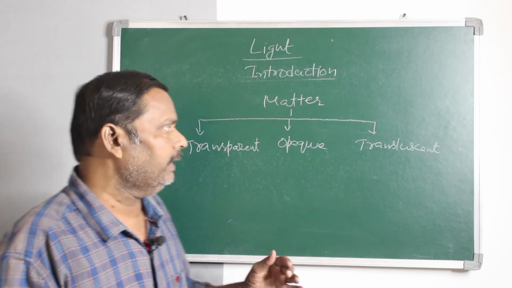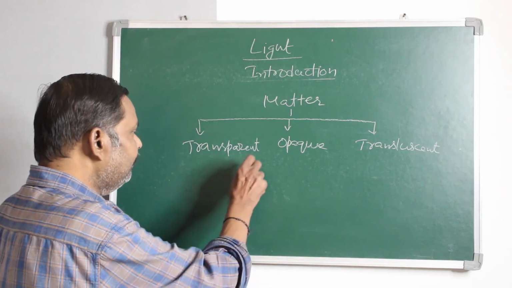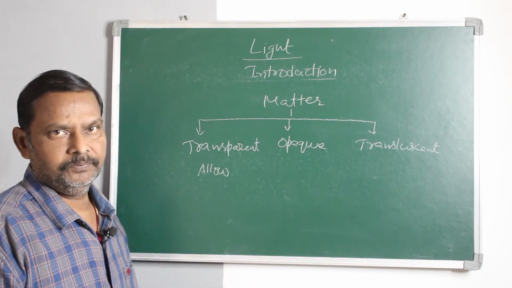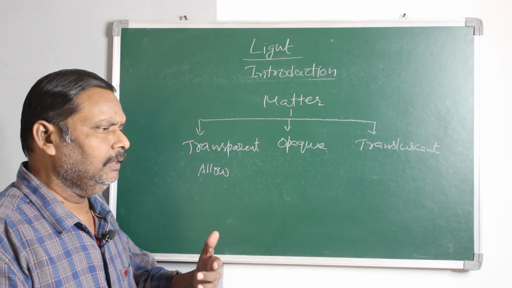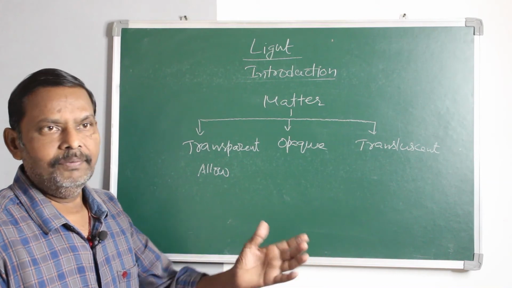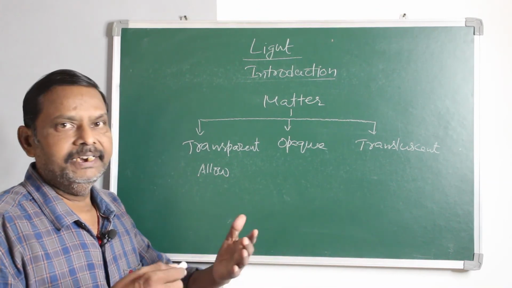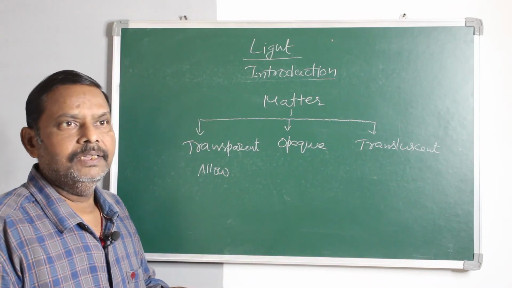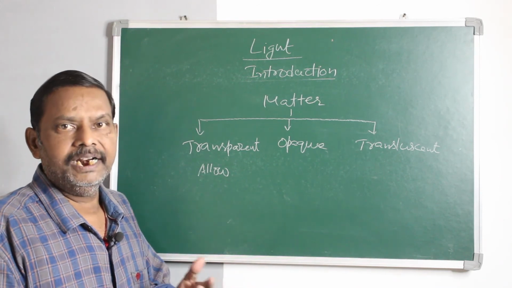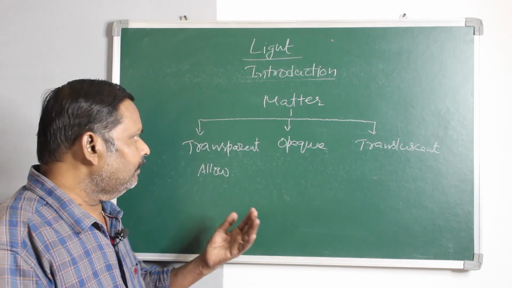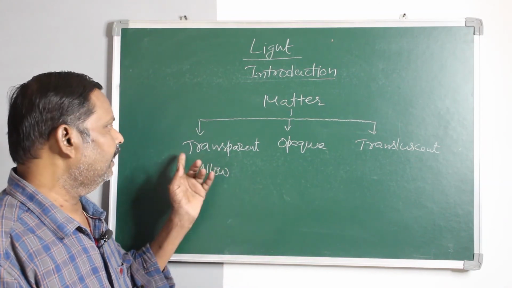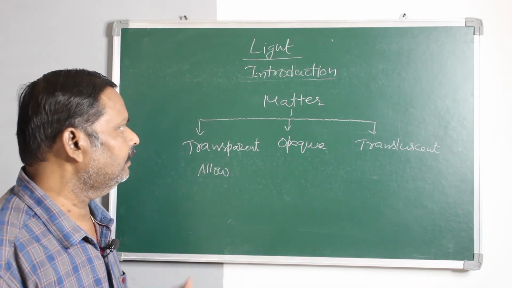Now let us discuss what a transparent material is. Transparent material allows the light rays to pass through. For example, you can take a transparent glass. We can see through the transparent glass. Why? Because transparent glass allows the light rays to pass through, so we can see through. Similarly, clear water is also a transparent material. Air is also a transparent medium. So, transparent materials allow the light rays to pass through, and we call them transparent materials or transparent matter.